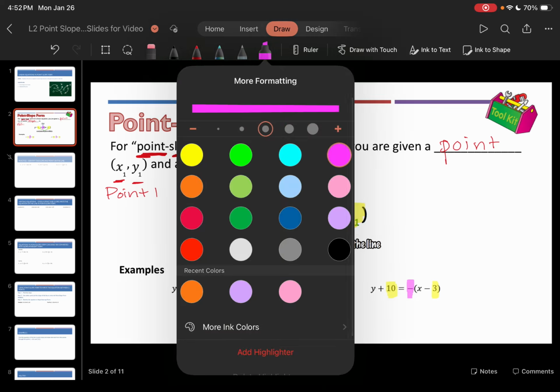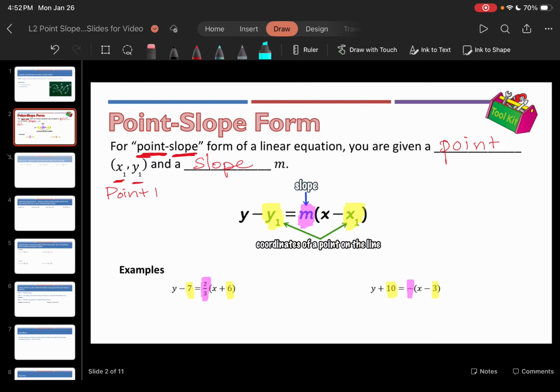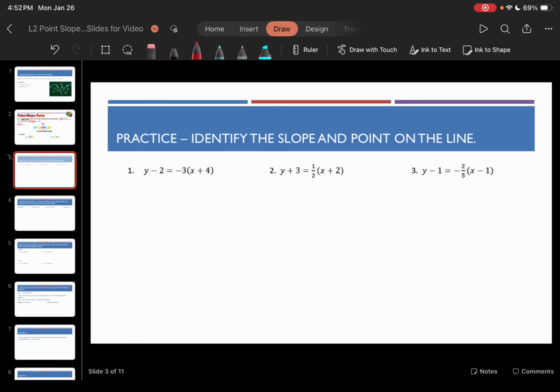And then the important thing that I really want to point out is that the x and the y in the formula are literally the letters x and y. And so those are the variables. So everything else is a number except for those x and y that I highlighted there in blue. Okay, so we're going to start off by identifying a slope and a point on the line. And again, we're going to use this formula.